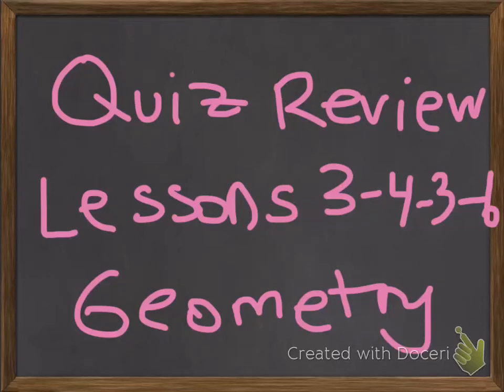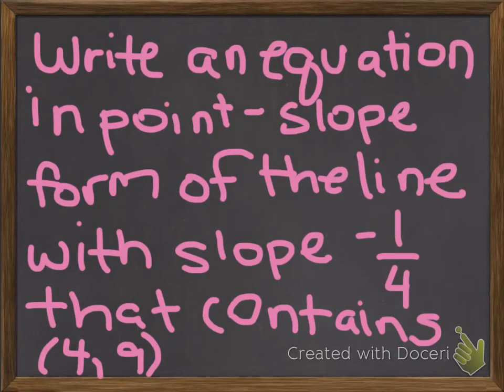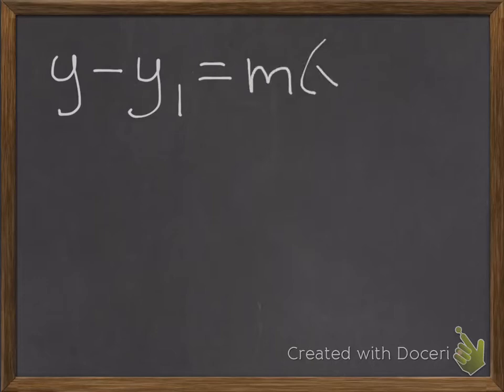Today we're looking at lessons 3-4 to 3-6 for the quiz for geometry. So the first thing we need to do is write an equation in point-slope form, and they give you the slope and they give you a point. So you just need to know the form and plug in what you have. The form is y minus the y coordinate equals m times x minus the x coordinate.